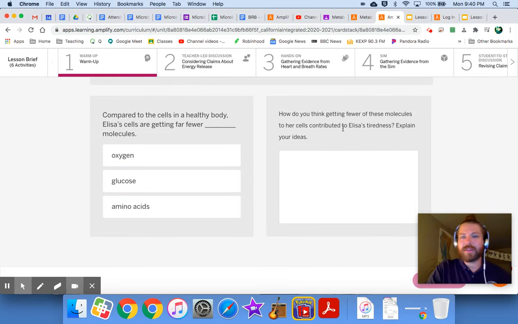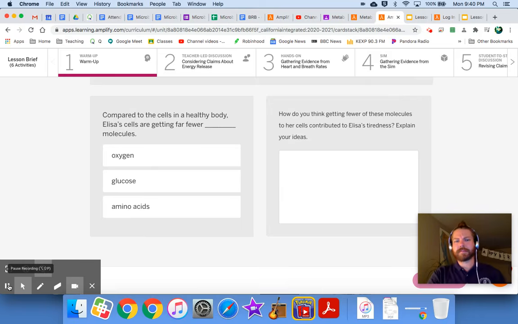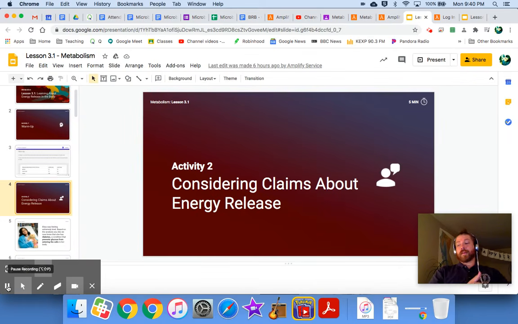Well, okay, how do you think getting fewer of these molecules to her cells contributed to Elise's tiredness? Explain your ideas. So here's what I really want you to do. I want you to think through this and try to explain, all right, so she's getting less glucose. How does that contribute to Elise getting more tired? Go ahead, answer that question and come on back to me. All right, why would less glucose lead to being tired?